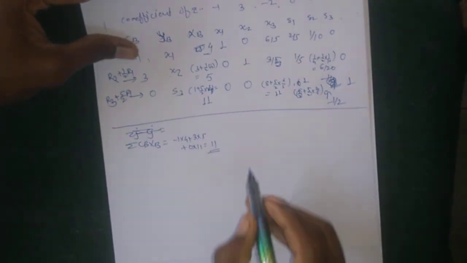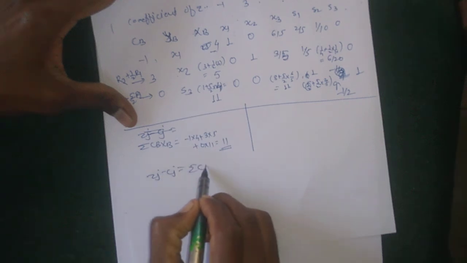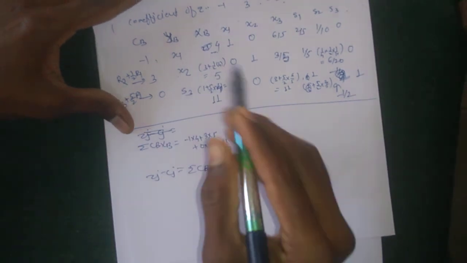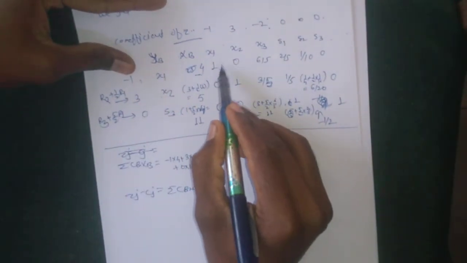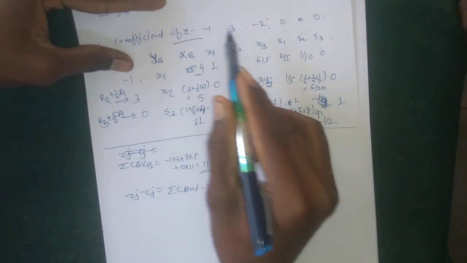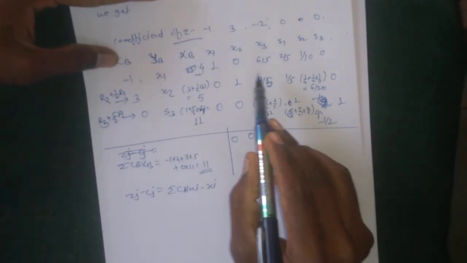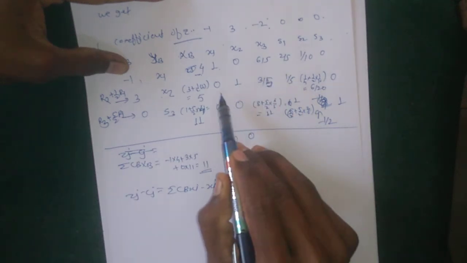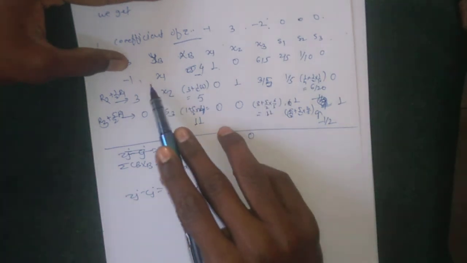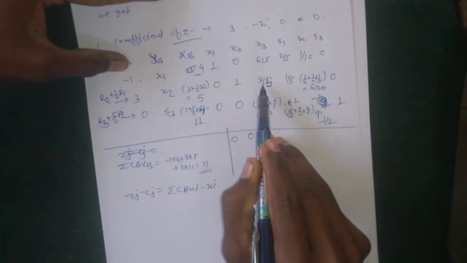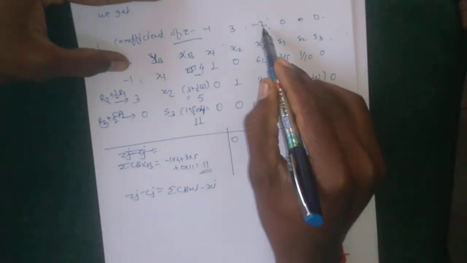Now we have to find Zj minus Cj, the summation of CBXi minus Ci. So minus 1 minus 1, we get 0. Similarly here 0. Here, minus 6 by 5 plus 9 by 5, we get 3 by 5, minus of minus 2.